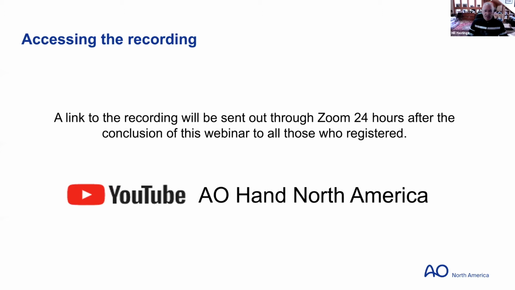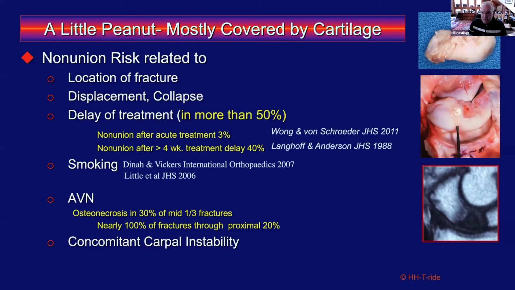So what is this about tonight? Well, as you know, the scaphoid is a little peanut of a bone, mostly covered by cartilage, and non-union relates to location of the fracture, collapse, displacement, delay in treatment seen in more than 50% of non-unions, and to some degree, factors interact with smoking, loss of vascularity, or impairment of vascularity, and concomitant carpal instability.